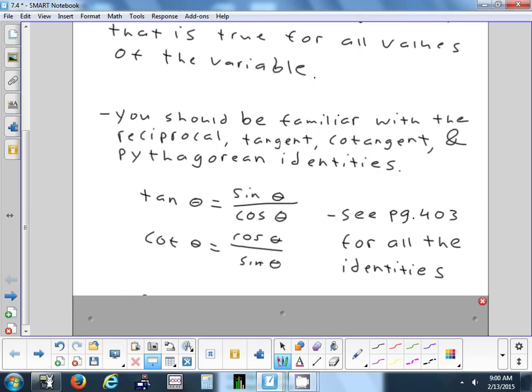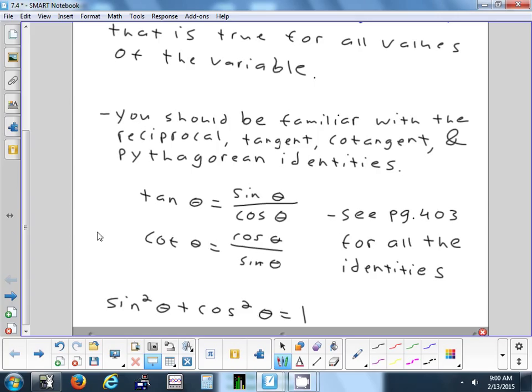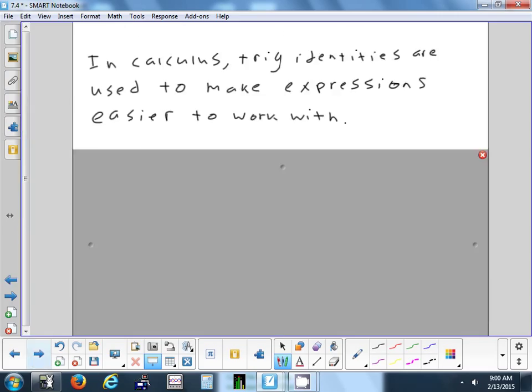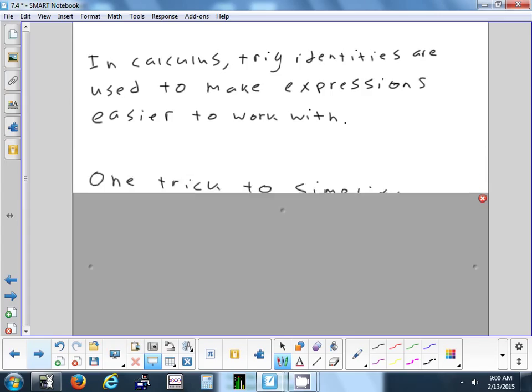This is just a couple identities that I showed you on the other page, the tangent and cotangent, and the Pythagorean. If you need them, they're all on page 403. And we'll look at them on the board too.